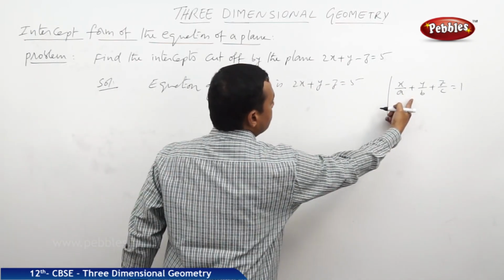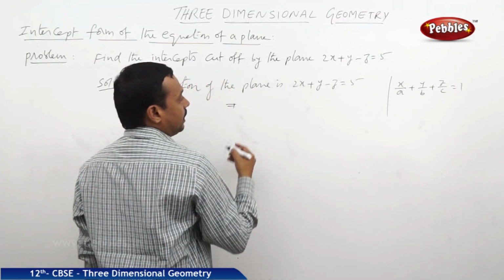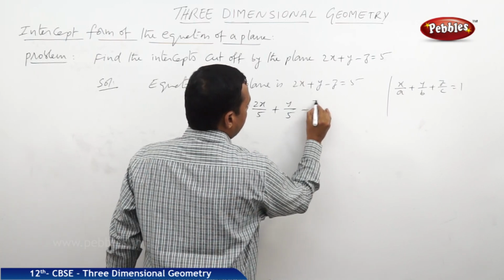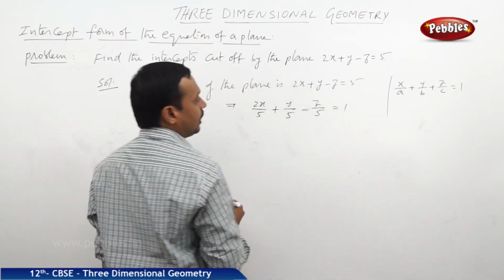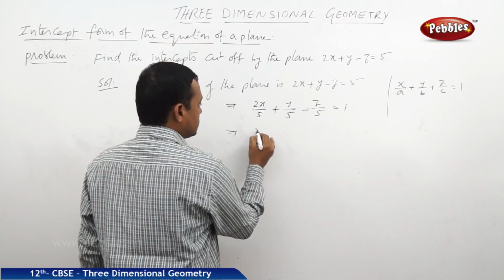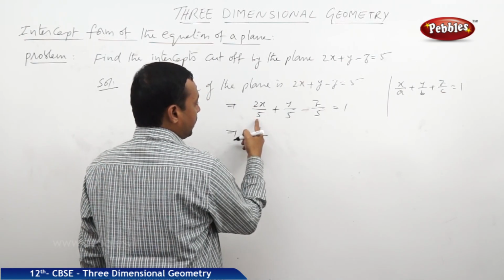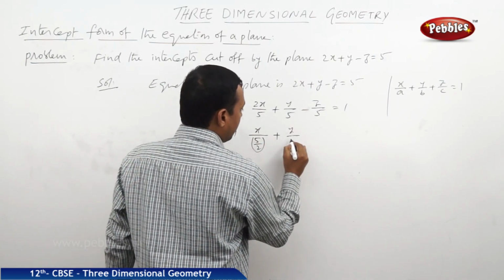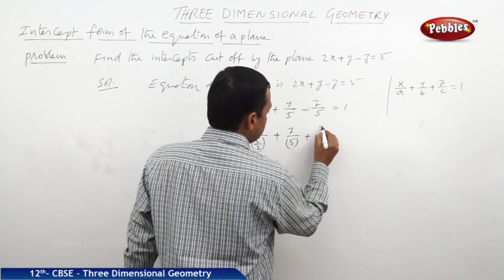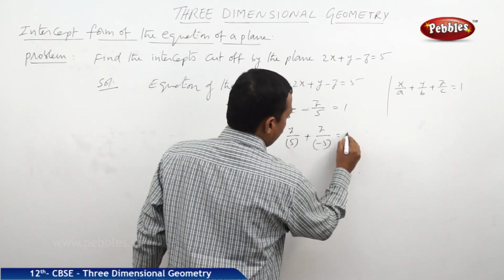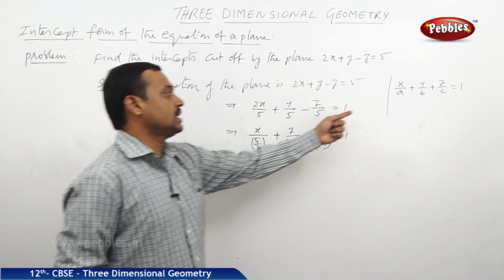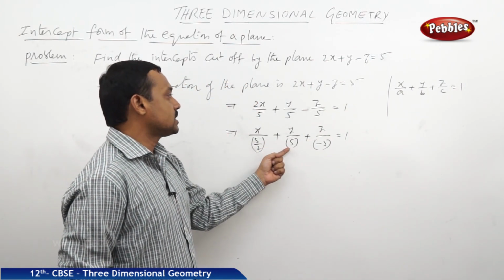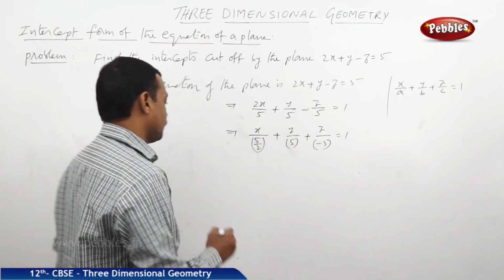To make it into this form, divide the entire equation by 5. 2x by 5 plus y by 5 minus z by 5 is equal to 5 by 5, which is 1. Now 2x by 5 can be taken as x by 5 by 2, plus y by 5 plus z by minus 5 is equal to 1. Now compare with this intercept form. a is equal to 5 by 2, b is equal to 5, c is equal to minus 5.